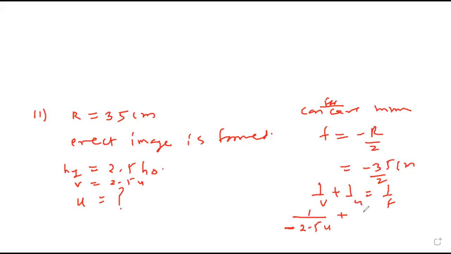Now this is u, we have to calculate where it is. 1 upon f is minus of the reciprocal, 2 upon 35. Therefore, we get, please copy this note so I can rub it.